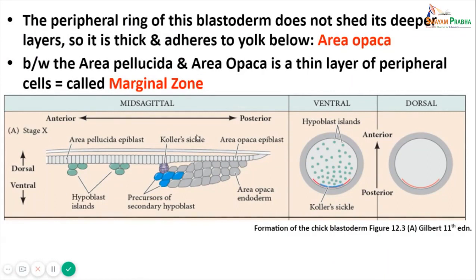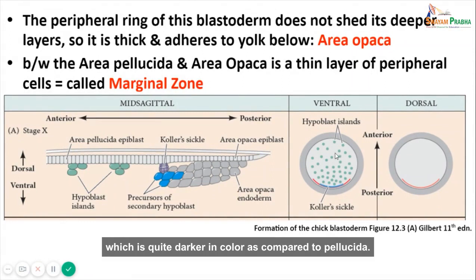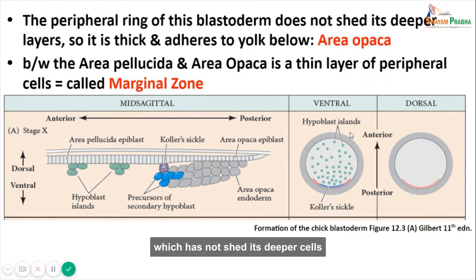Now this area pellucida, or the translucent layer, as you can see in the diagrams here, is bounded by another ring-shaped layer, which is known as area opaca, which is quite darker in color as compared to pellucida. This area opaca is actually a thick layer, which has not shed its deeper cells, and it also adheres to the yolk present below it, which makes it quite dark in color.